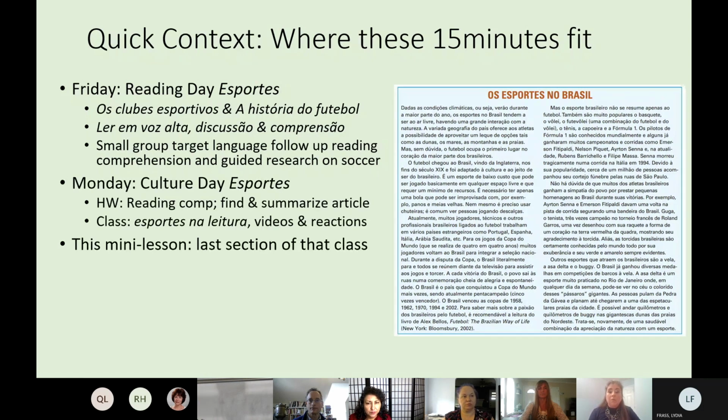Then on Monday, they had homework of reading this reading, which you see on the right, with 2 comprehension activities. Plus, they had to find an article in English about any element of sports in Brazil and summarize it in 1 to 2 sentences at their own level in Portuguese. Post that before class. In class, I showed them the reading and we mentioned what sports we saw, and then class was just watching videos and talking about our responses to them. So this mini lesson comes from that.